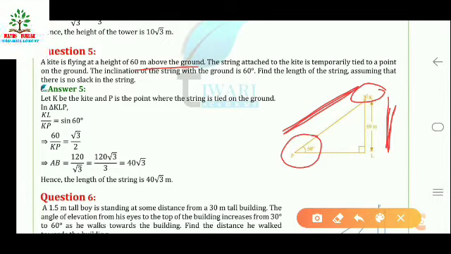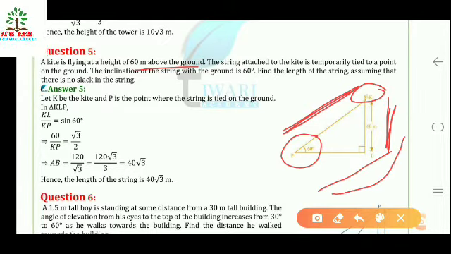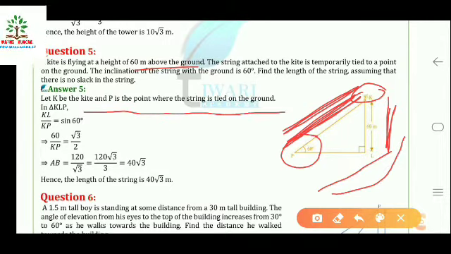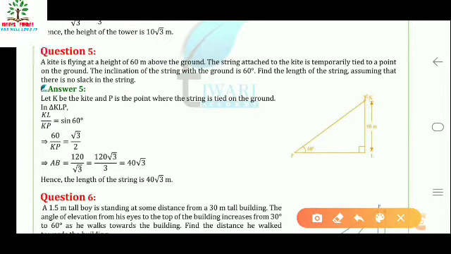Practically, when we see that the string which we tied with the kite is not forming a straight line, it is curved. But what we are writing here, we are taking no slack, meaning we are taking this as a straight string, not the curved one. So we have to find this length. Let K be the kite and P the point where the string is tied to the ground. So we can see here, this is the point for the kite, this is the point on the ground. We have to find this length.